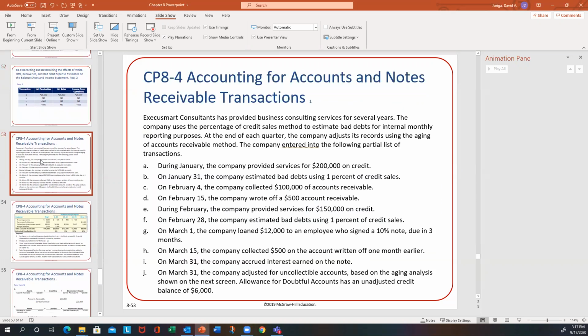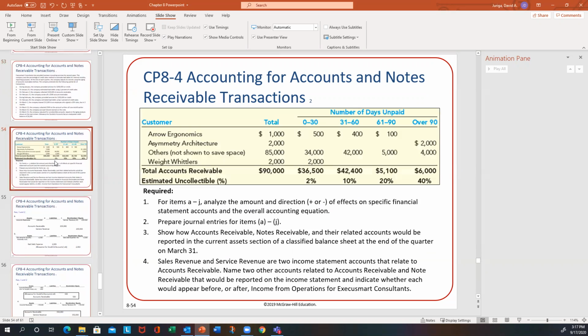All right, next one, you've got several transactions, A through J. We'll walk you through these. And again, you'll notice that what they want you to do is the actual journal entries. They already give you the different percentages. You've got the categories. All you have to do is multiply these percentages by each of these for the aging approach to get your estimate.